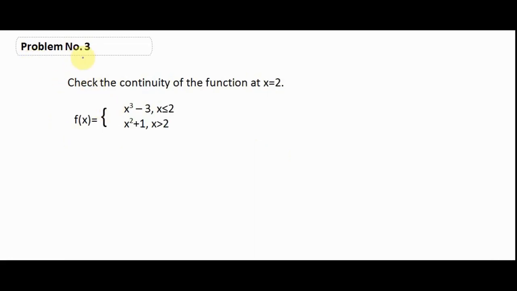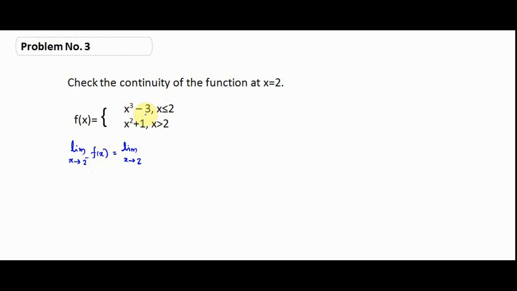Now let's see problem number 3. Check the continuity of the function at x equal to 2. The function is defined as f of x is equal to x cube minus 3 for x values less than or equal to 2, and f of x is equal to x square plus 1 for x values greater than 2. So let's calculate the limit value here. Limit x tends to 2 minus f of x will be equal to limit x tends to 2. f of x is defined for x values less than 2 as x cube minus 3.